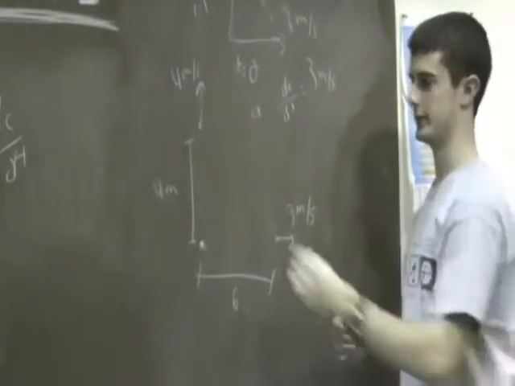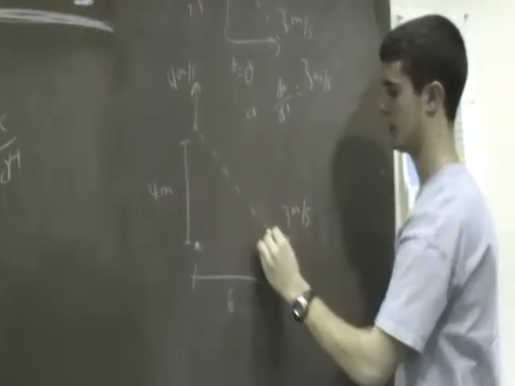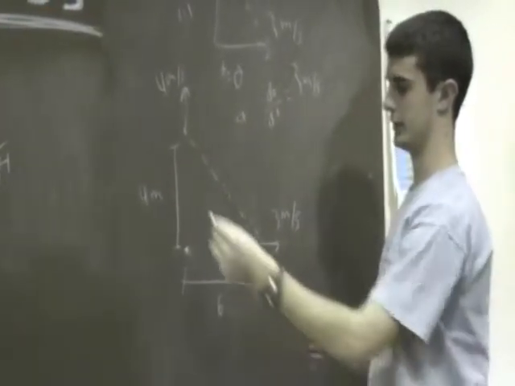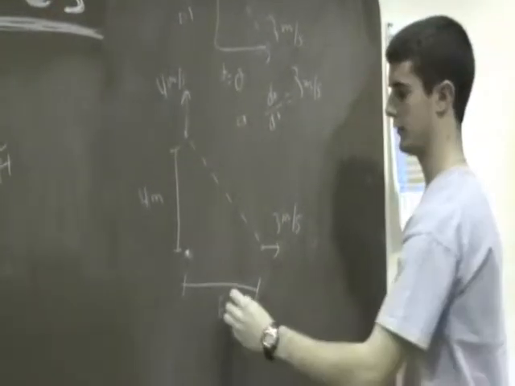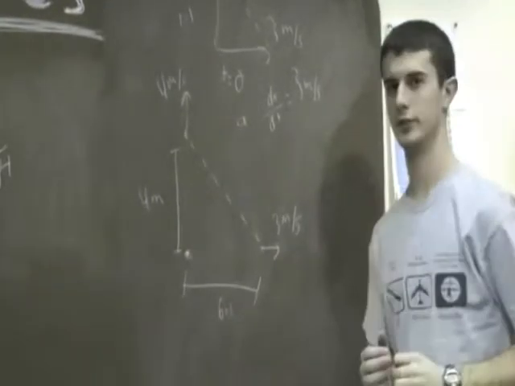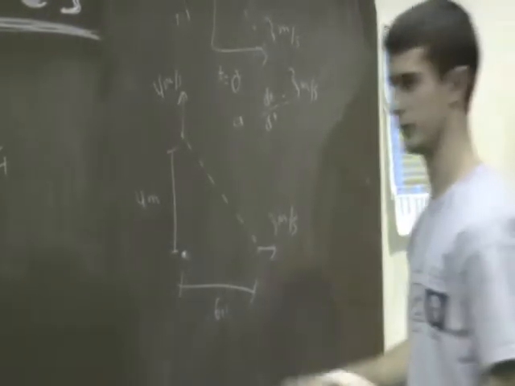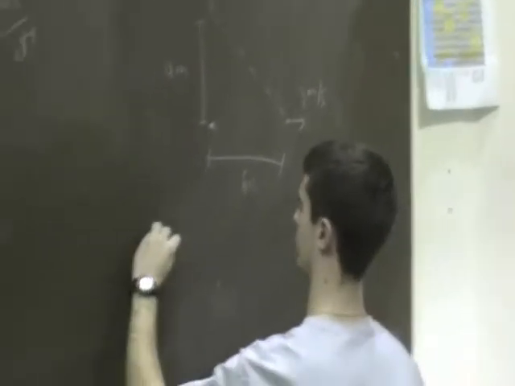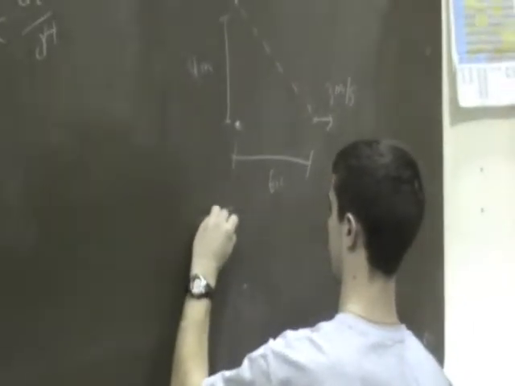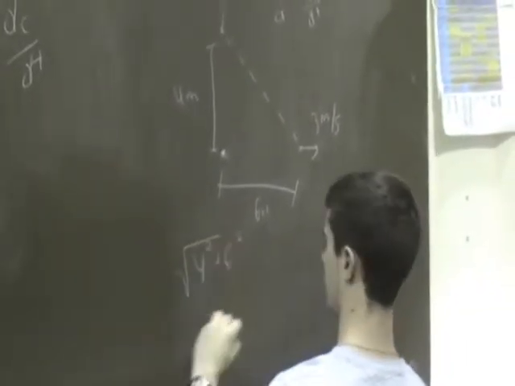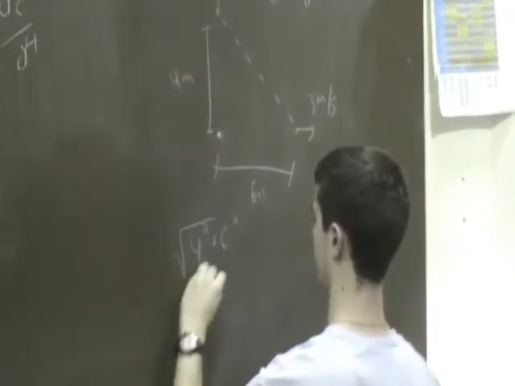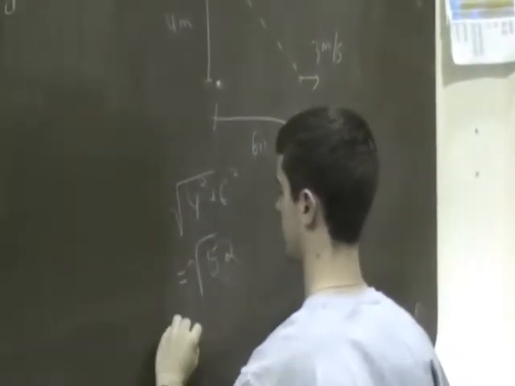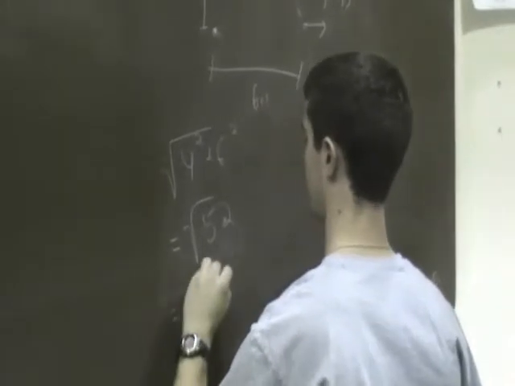What we also want to find is the distance between the two cars, which we define as c. As you can see, we have a right triangle with sides 4 meters and 6 meters, so we can find this third side using the Pythagorean theorem. So it's going to be the square root of 4 squared plus 6 squared, which is equal to the square root of 52, which is equal to 2 root 13.